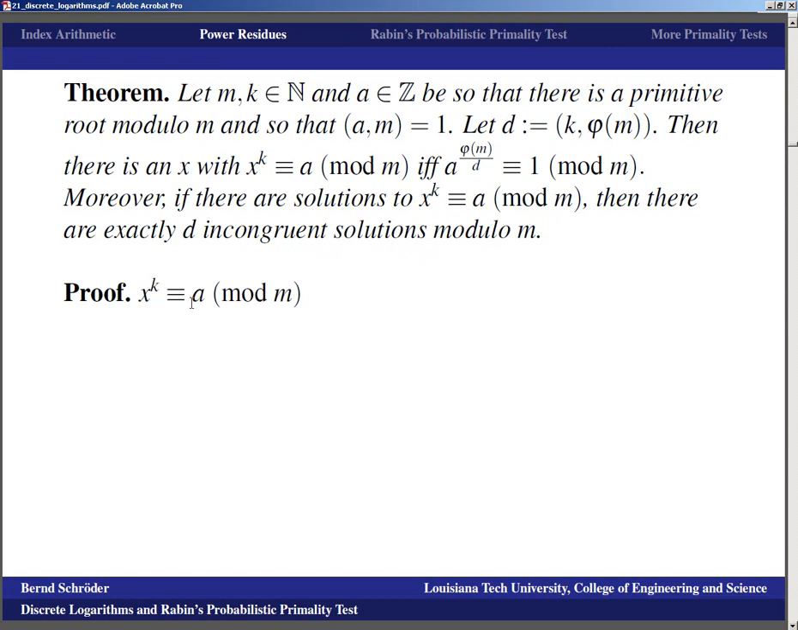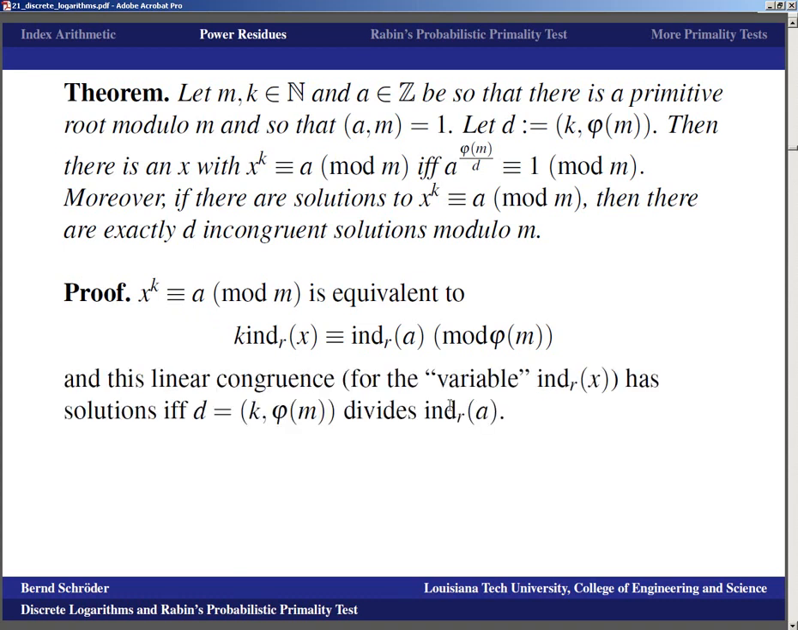So, proof. Well, if you take x to the k equivalent to a modulo m, that's equivalent to, well, apply the index laws, apply the logarithm laws. k times the index of x to base r is equivalent to the index of a to the base r, and that is all modulo phi of m. And this linear congruence, if we now consider the index of x to the base r as the variable, as I'm saying here, has a solution if and only if the greatest common divisor of k and the modulus, which is phi of m, divides the right-hand side, which is the index of a to the base r. So that already is nice.